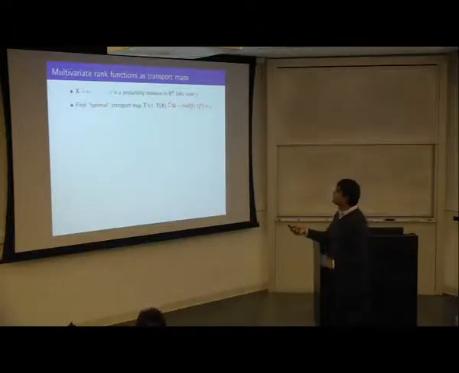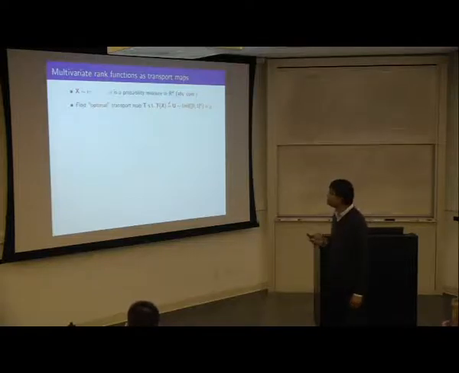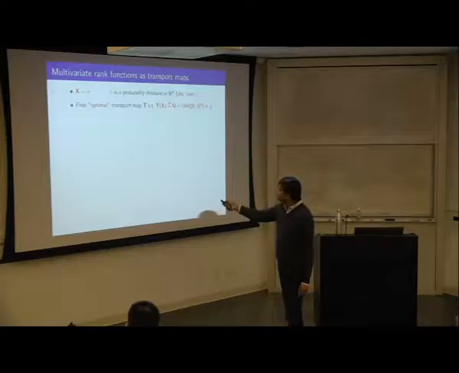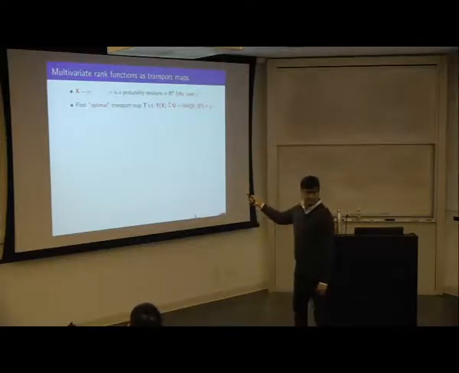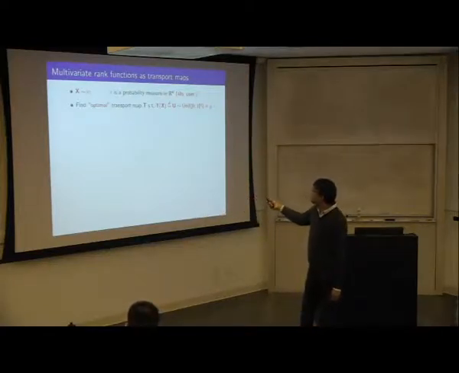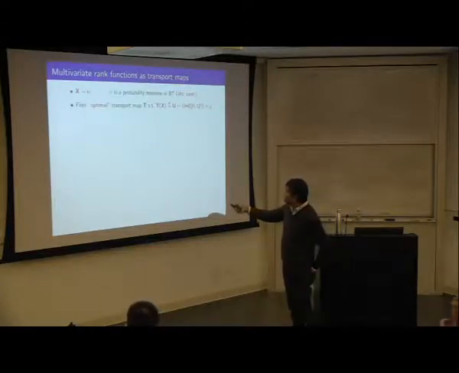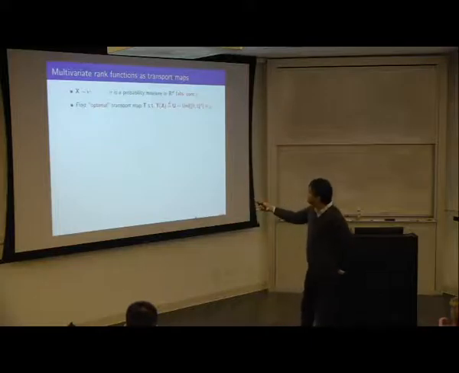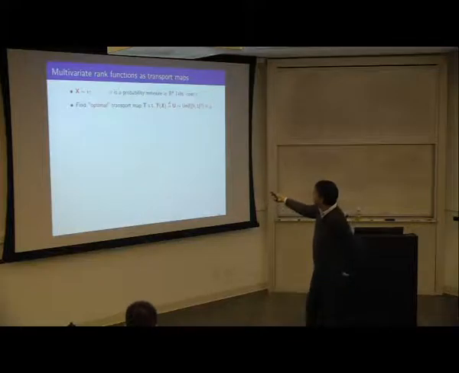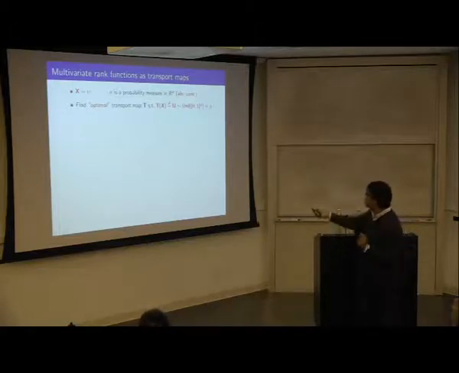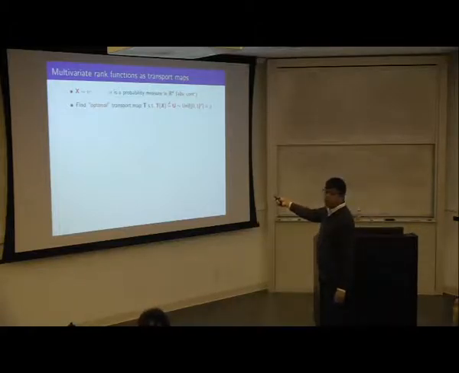How are we going to define multivariate ranks? Imagine I have X, which has a distribution nu. Nu is in R^d, d greater than or equal to 1. I'm going to assume it's an absolutely continuous distribution. I want to find an optimal transport map that transports the data distribution to uniform [0,1]^d. This is what I will call my reference distribution. In one dimension, I transported everything to uniform [0,1]. Now I'm going to transport everything to uniform [0,1]^d.